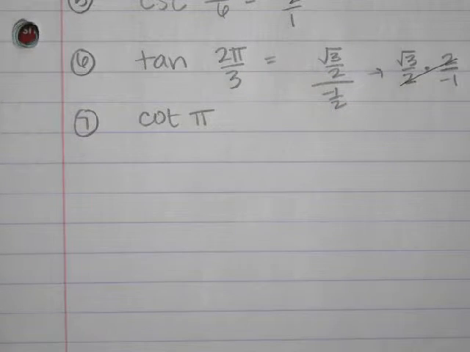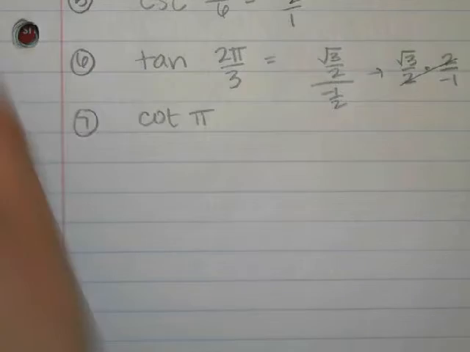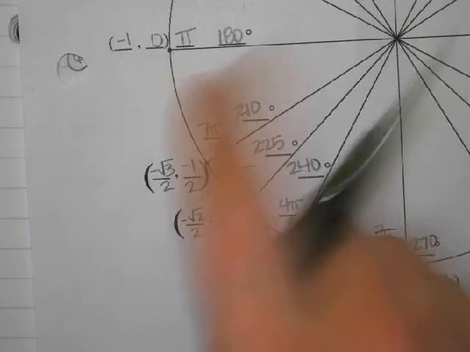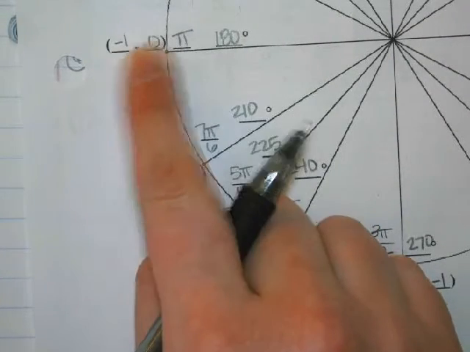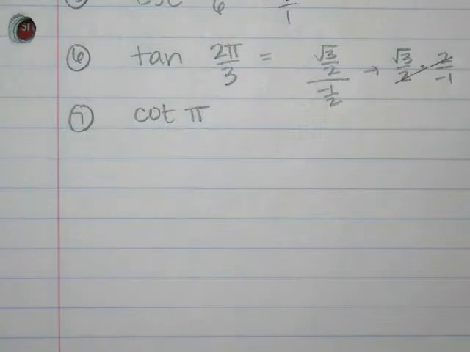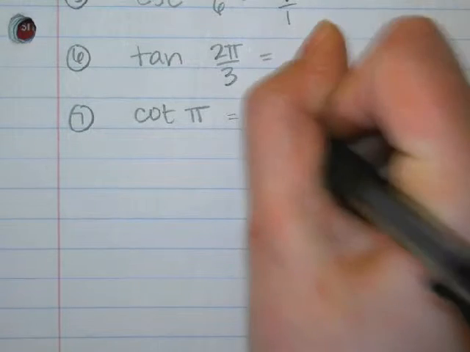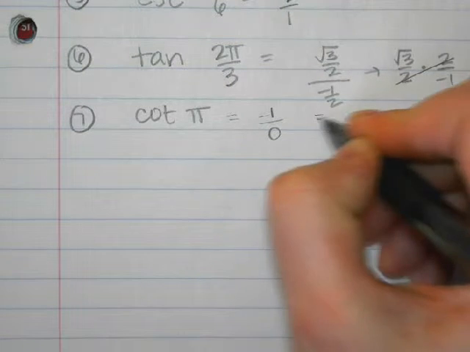All right, so what should we have gotten and why? We should have gotten undefined because when we do x divided by y, we have negative 1 divided by 0. And can you do negative 1 divided by 0? No, so this is undefined.